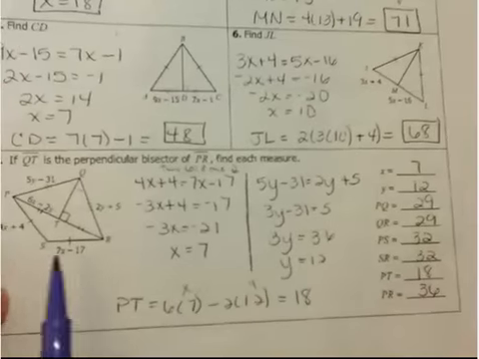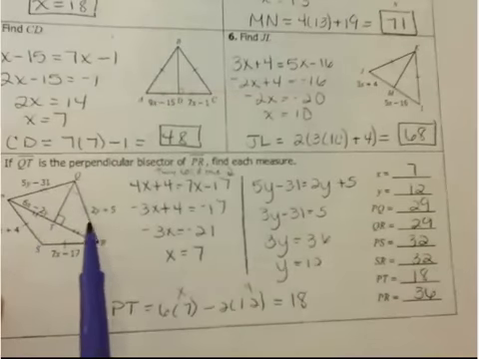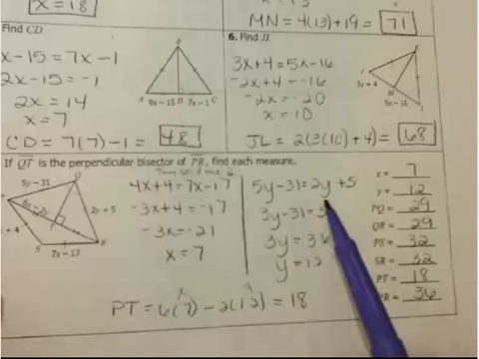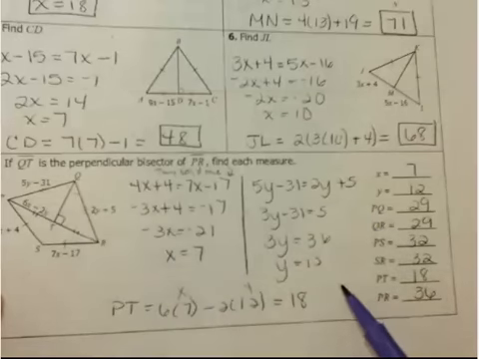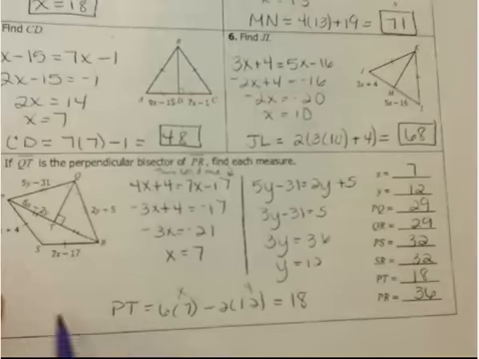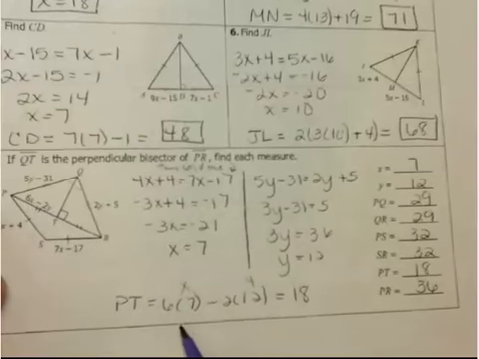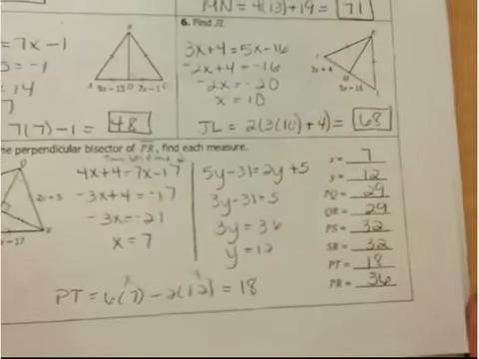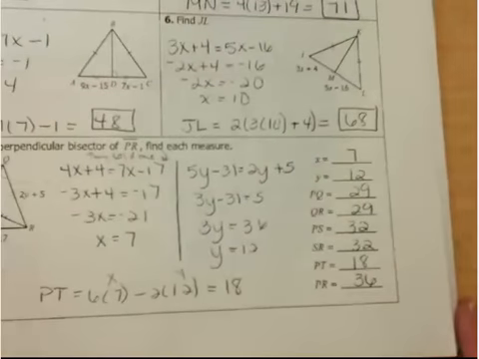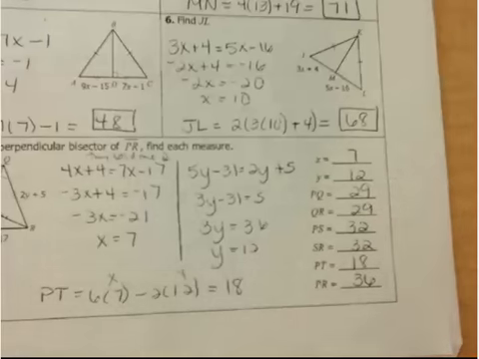And then we're going to come over and use this 5y minus 31 being equal to 2y plus 5, and we're going to solve for y. And then the final answer is asking us what is PT. So PT is 6x minus 2y, so then we just have to substitute our value for x in and substitute our value for y in. And there are your answers. You just have to go through all these and plug in.